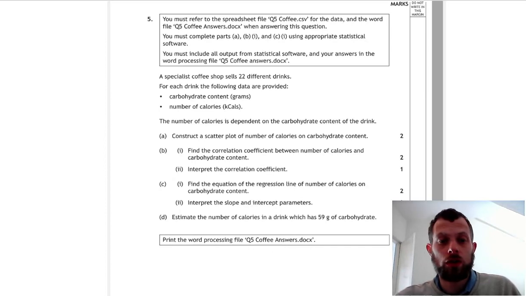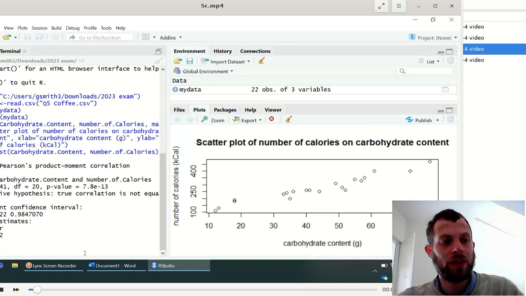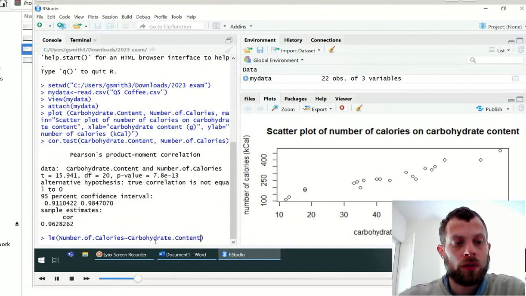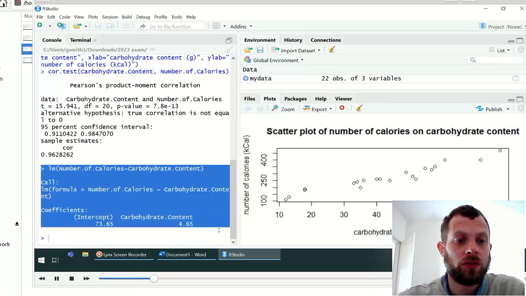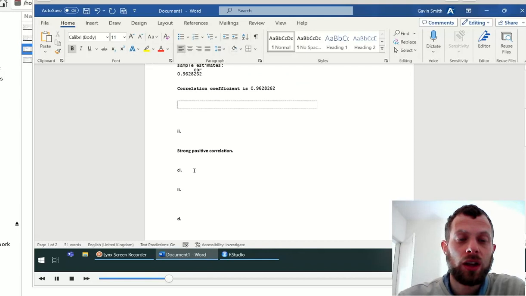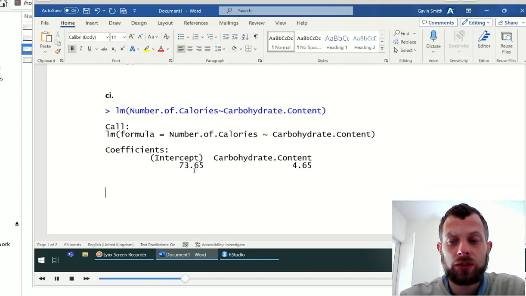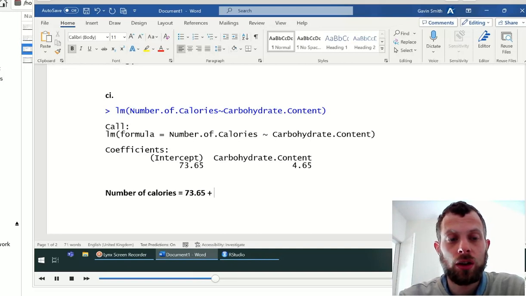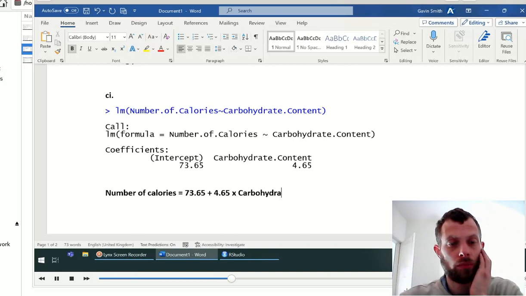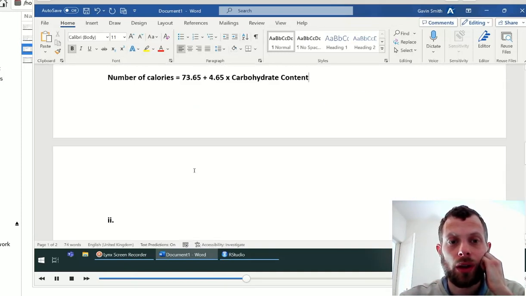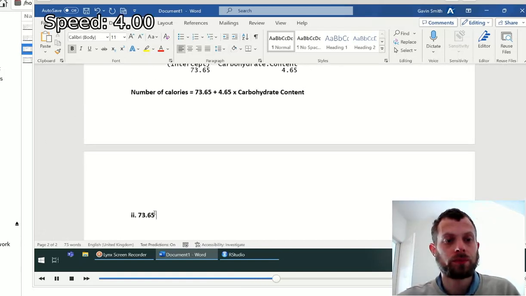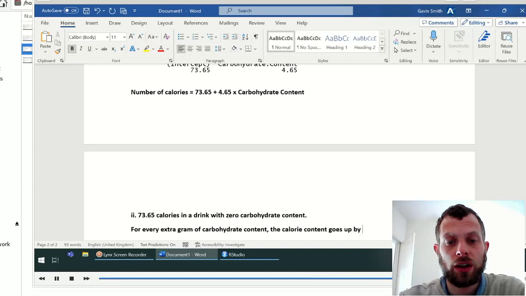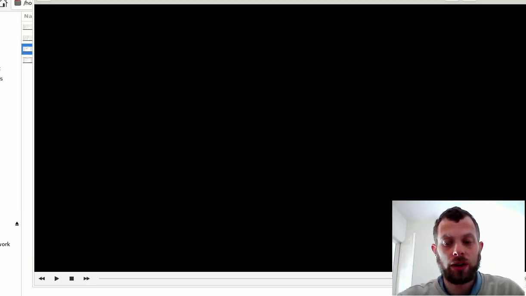Now for question C, we need to do the regression line. So we use lm, which stands for linear model. In this case, the number of calories has to come first. That is our dependent variable. Copy and paste into your answer document, and you must interpret this as an equation: number of calories equals number plus number times carbohydrate content. The interpretation is that 73.65 is the number of calories if you had no carbohydrates at all. The 4.65 is for every extra gram of carbohydrates. That's how much the calorie content goes up by.